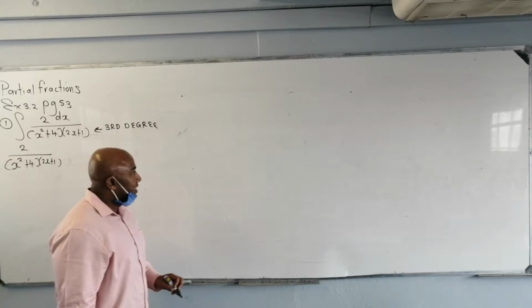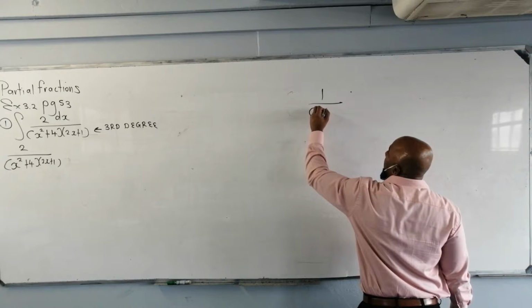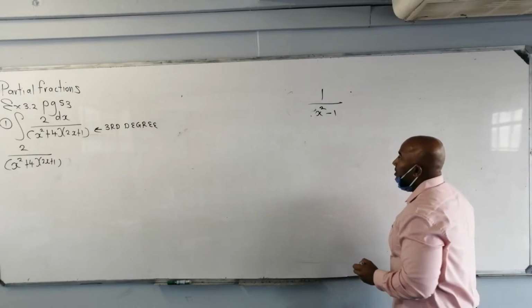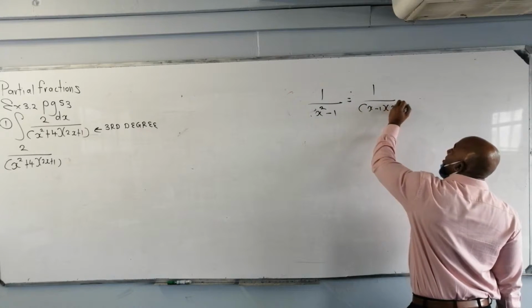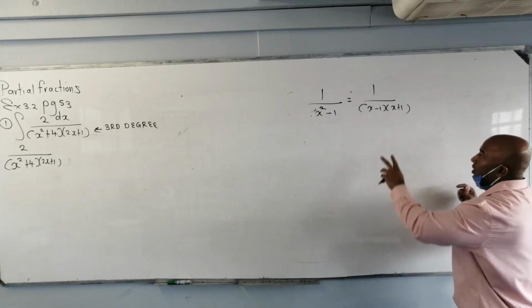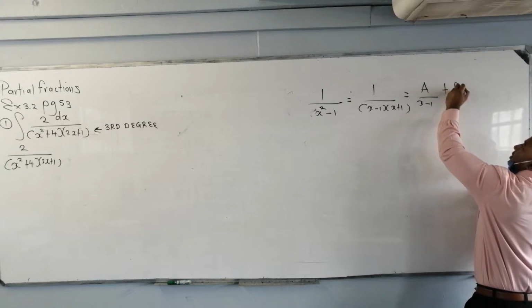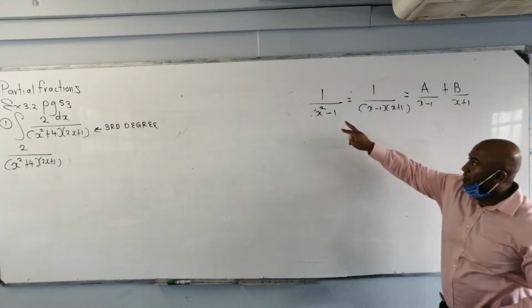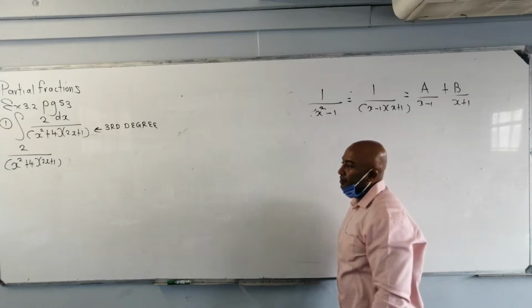Now, previously, as I showed you, if we had 1 over, let's say, x squared minus 1, this is the same as 1 over x minus 1, x plus 1, because this can be factorized. It's a difference of 2 squares. And now I have my 2 fractions. I can write it as a over x minus 1 plus b over x plus 1, because I must have 2 constants because it's second degree. Can you see that?